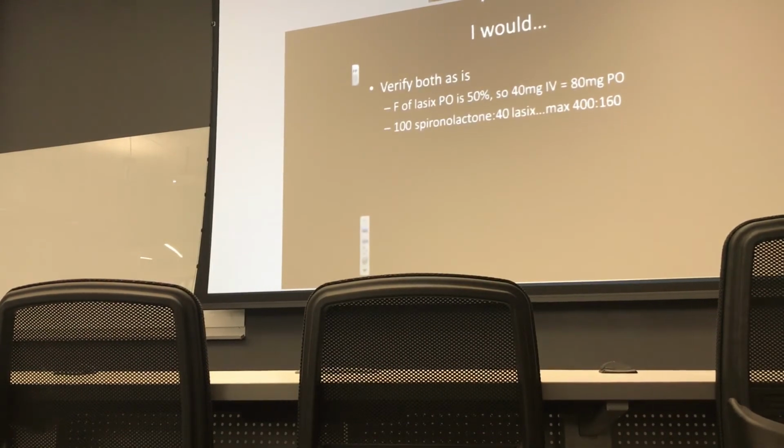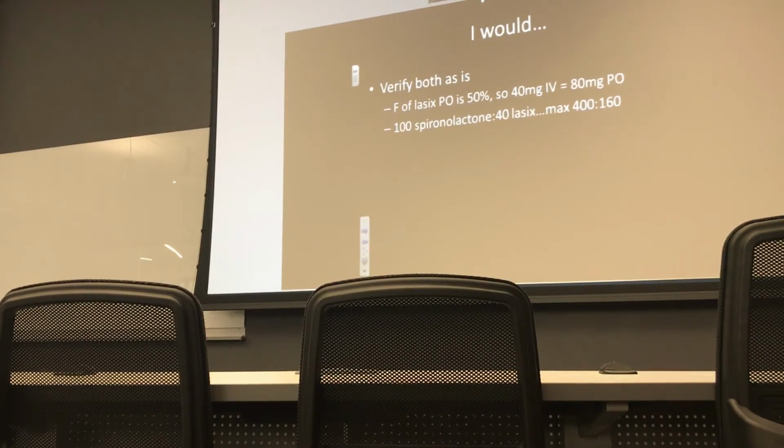But as the first group mentioned, they wanted to change the Lasix dose to optimize the ratio between the two. But it's important to remember that the bioavailability of Lasix is only 50%. So that 40 IV is actually the equivalent of 80 PO, and your ratio is the same, or is what you want it to be. Right? So this is another piece that is messed up in practice all the time, where people are not attentive to the ratios to be given appropriately, and they also don't account for bioavailability.